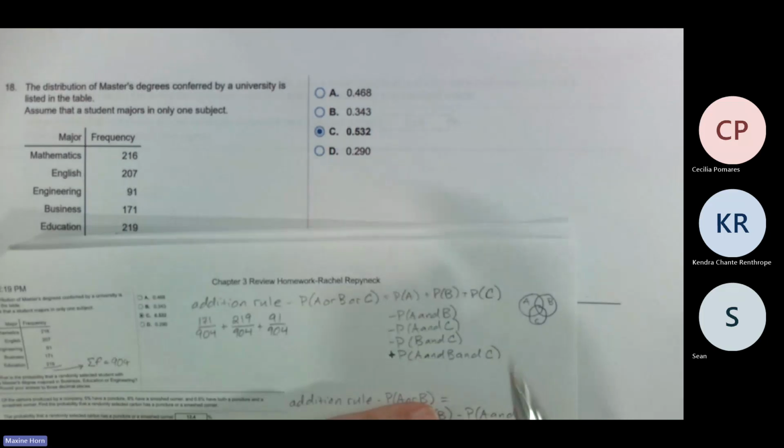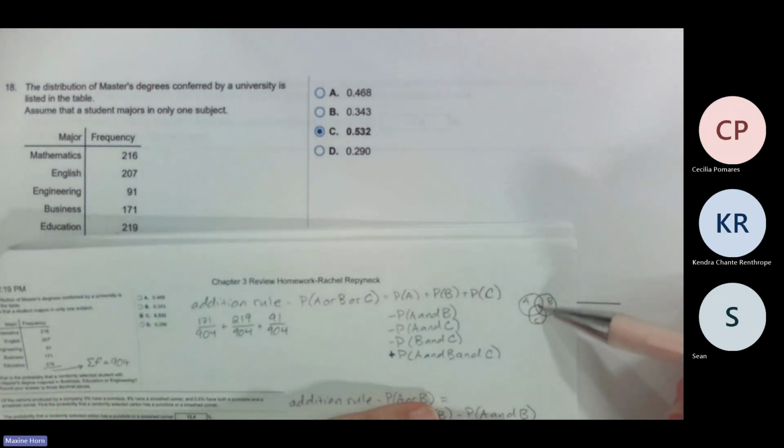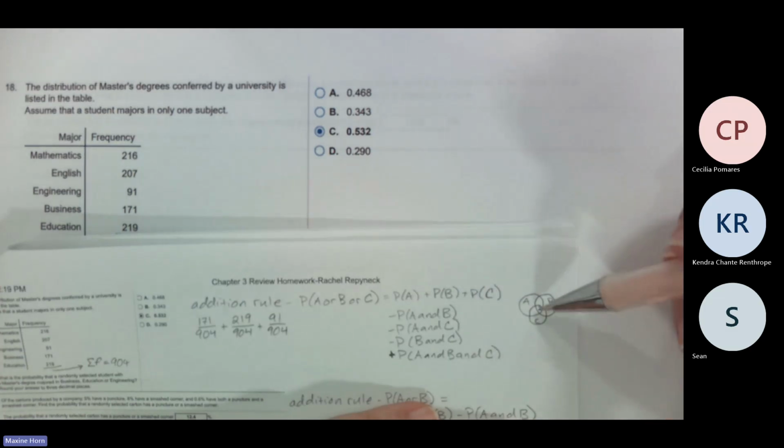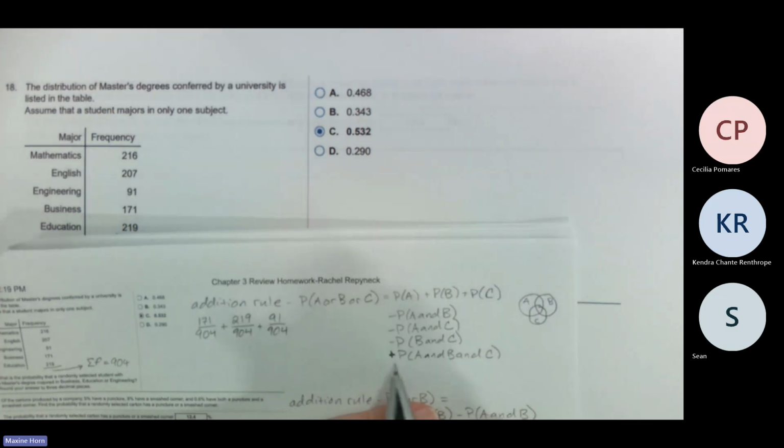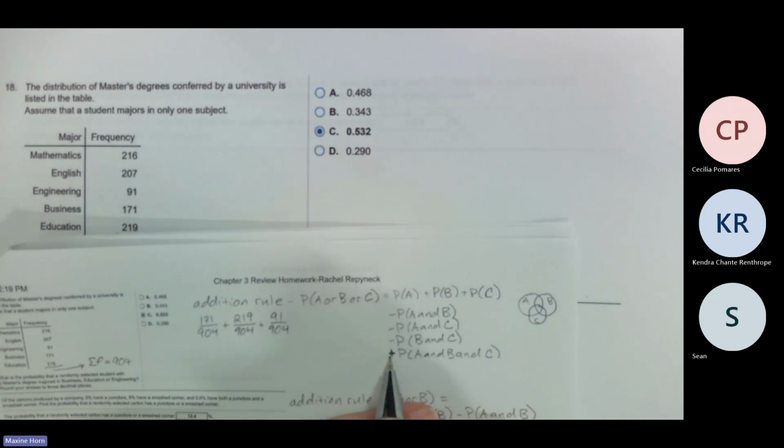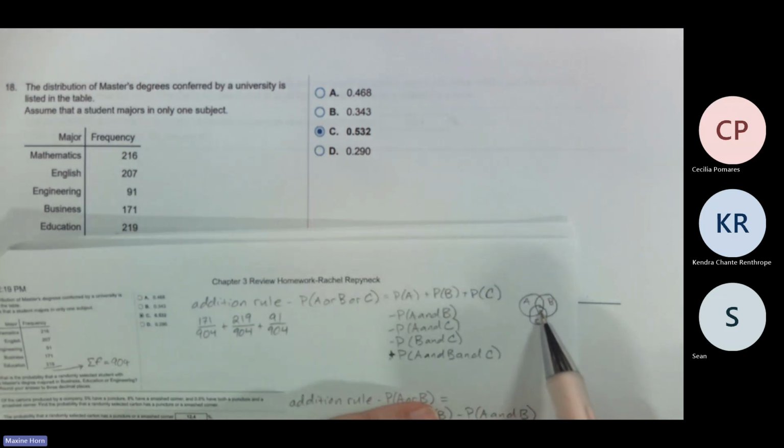Right? So if I count all of A and all of B and all of C, well, those overlapped sections I've counted more than once. So I need to go ahead and get rid of those. So I'm going to get rid of where A and B overlap, and I'm going to get rid of where A and C overlap, and then I'm going to get rid of where B and C overlap. But then I need to make sure that I add back in that very center part because I subtracted it too many times and I wasn't counting it. So I do have to add in where all 3 of them overlap.